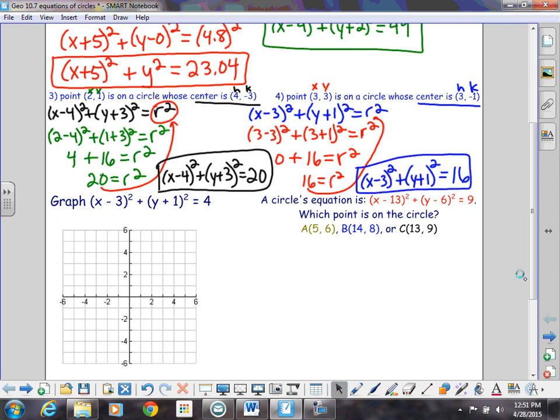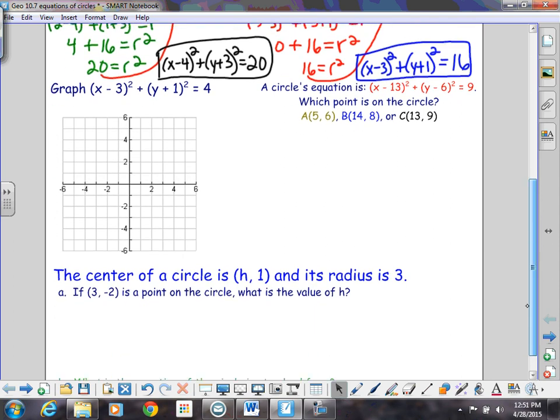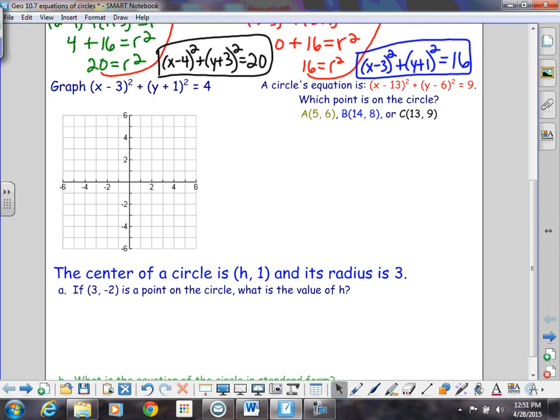All right, let's look at a graph. So what if we are given the equation, how would we graph that? Well, we're just going to work backwards. So I'm going to take my equation and find my hk. So this is my h and this is my k. So I'm going to do positive 3 and negative 1 is my hk. And this is the r squared.